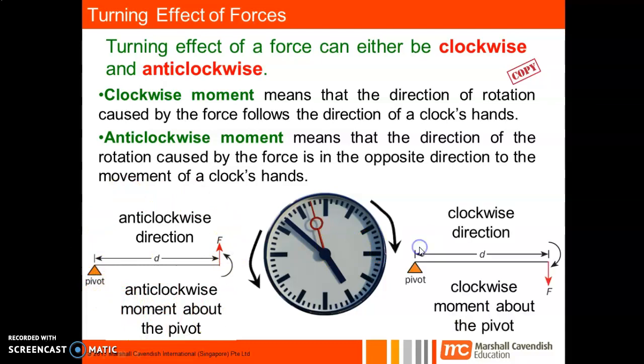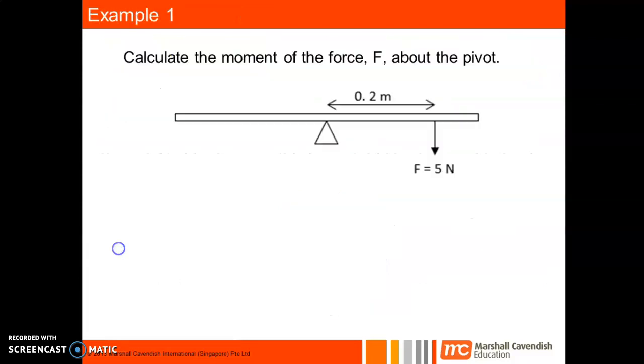Okay, now let's take a look at the next example. If my force is going downwards, it's always pointing towards the pivot. This is a clockwise direction. So always remember, refer to the force, and always make sure that the force is pointing towards the pivot, and then decide if it's clockwise or anti-clockwise. This is an important concept, so make sure you clarify with the teacher if you are not sure.